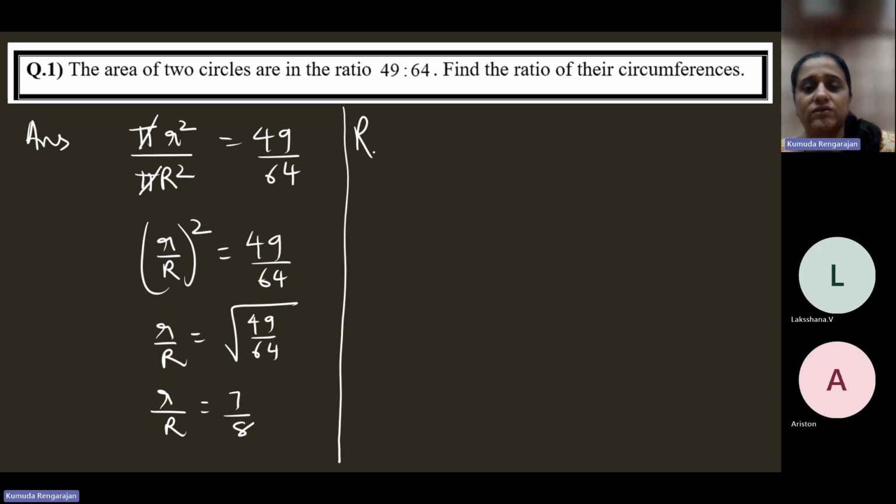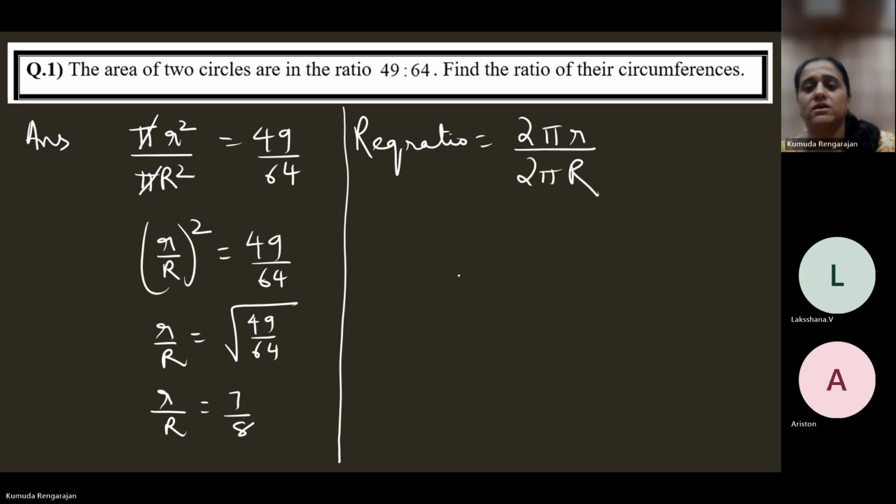Now the question is to find the ratio of their circumferences. So the required ratio is equal to 2 pi r by 2 pi R. We need to find the ratio of their circumferences. 2 pi gets cancelled. So r by R is 7 by 8. So this is the required ratio. The ratio of their circumferences is 7 by 8.